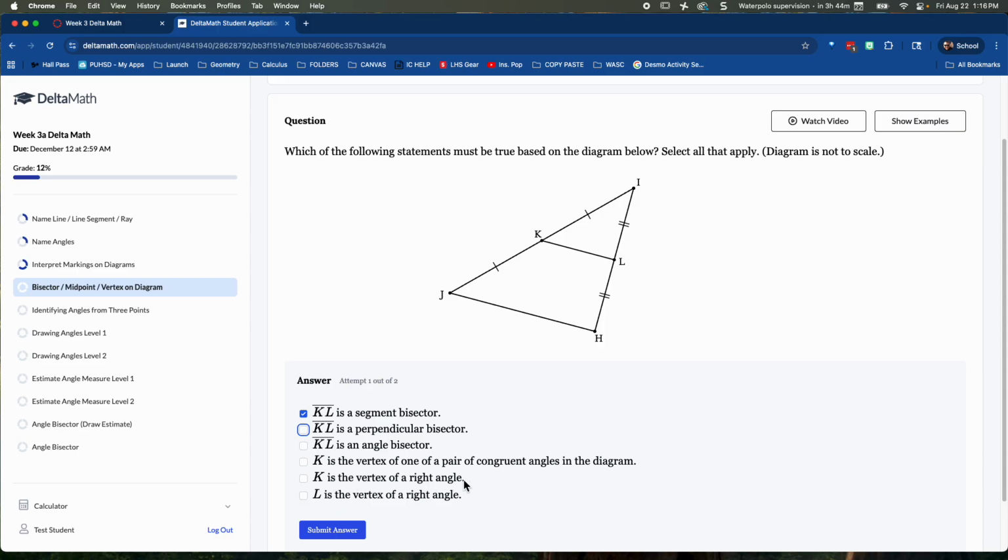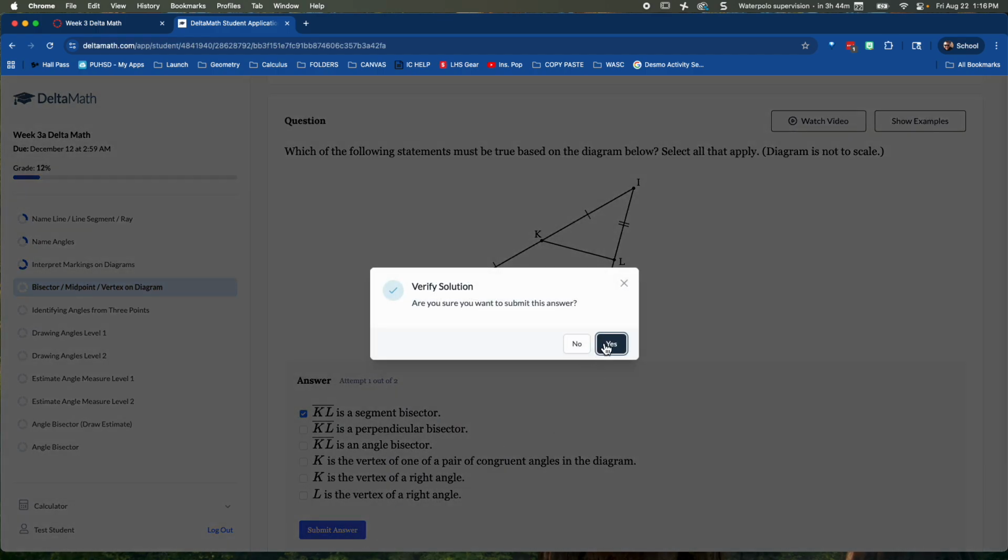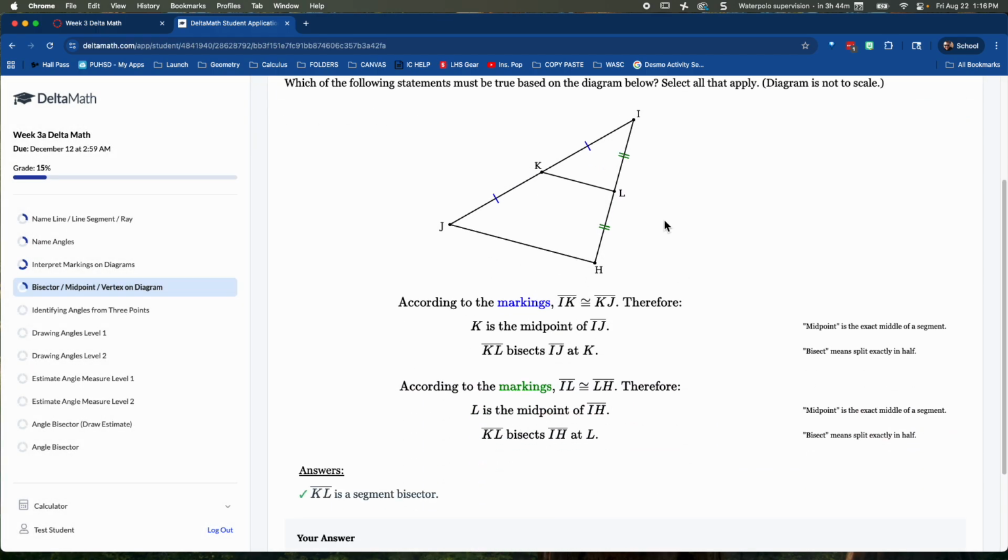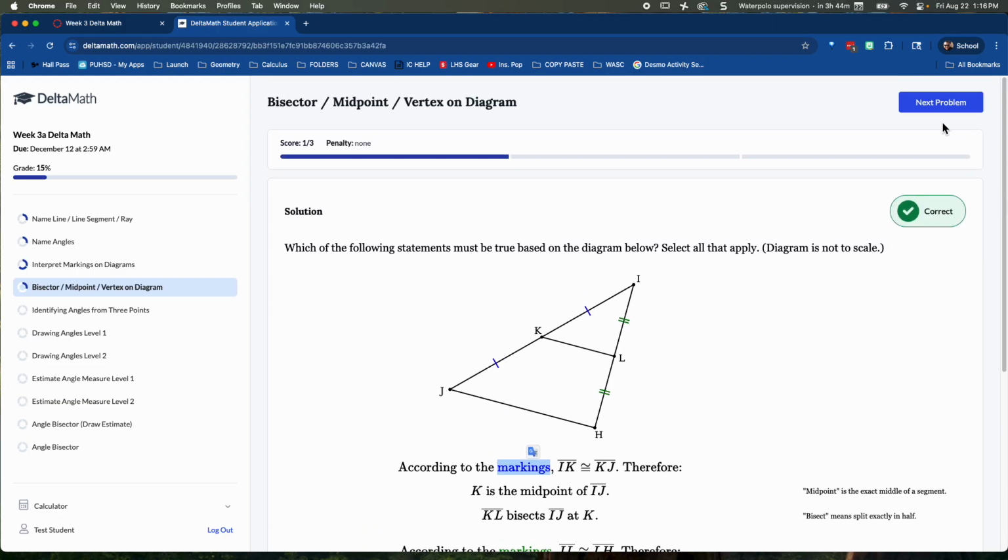K is the vertex of a right angle. Nope, it's not the corner of a right angle. I don't see any right angle markings there. L is the vertex of a right angle. It looks like a right angle, but it's not marked. So many of these are possible, but it's not necessarily true if it's not marked. We're looking at what's marked, not what it looks like, but if it's actually marked.